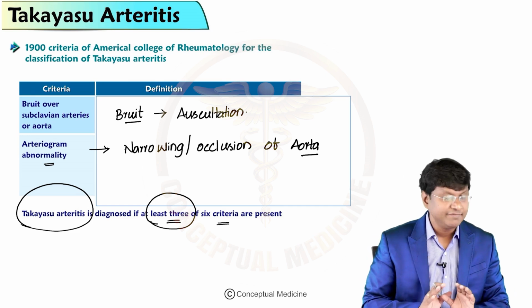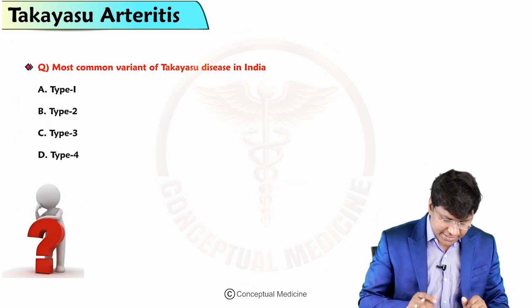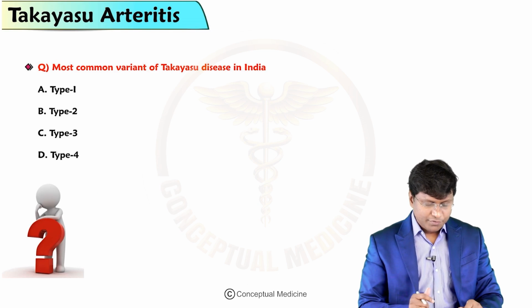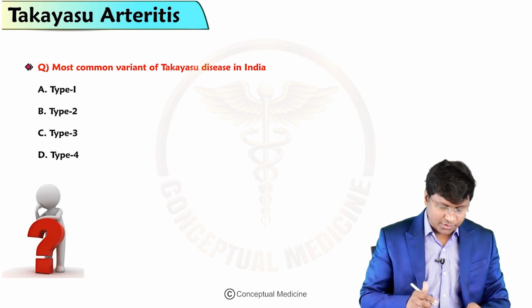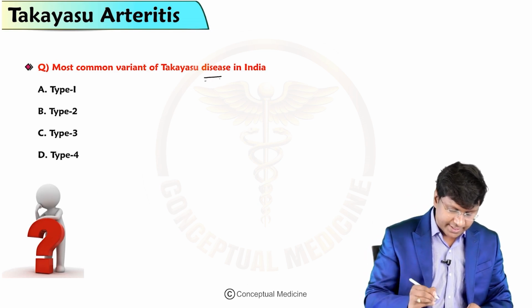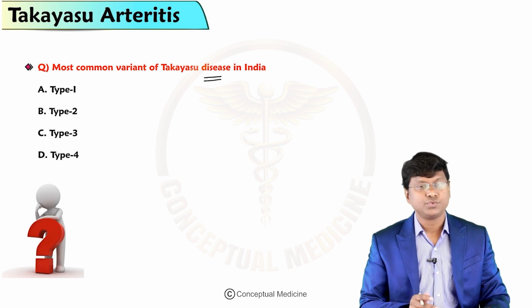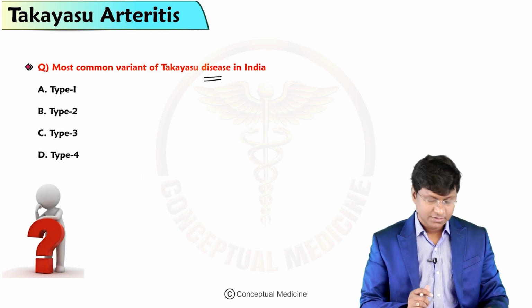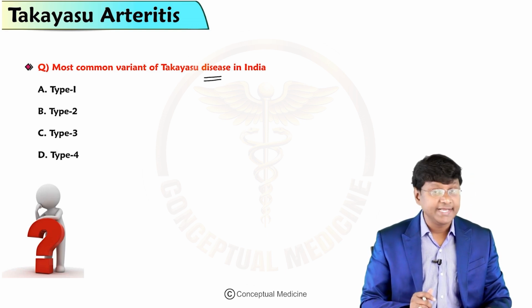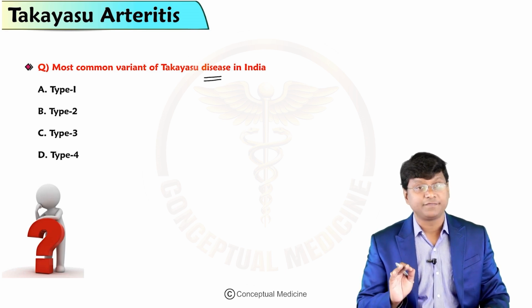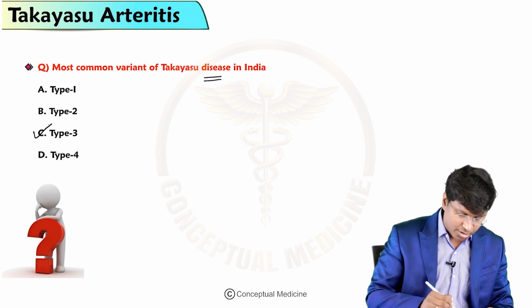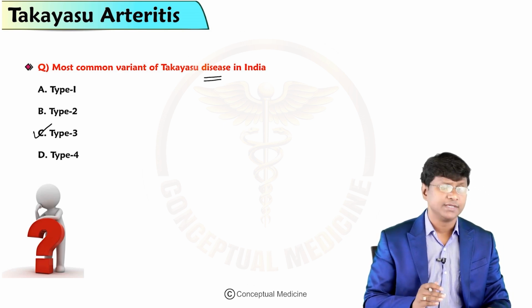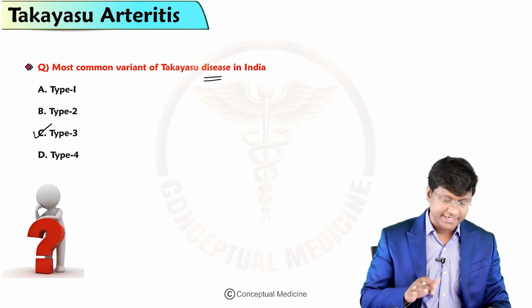Okay. Now, having discussed this, you see another important question. Which of the following is the most common variant of Takayasu disease in India? Type 1, 2, 3 and as well as 4. So, in India, the most common type of Takayasu arteritis is type 3. Okay, let me discuss all these variants.